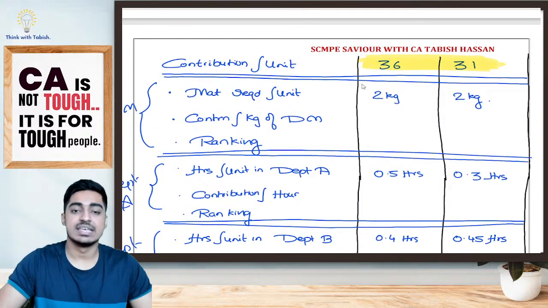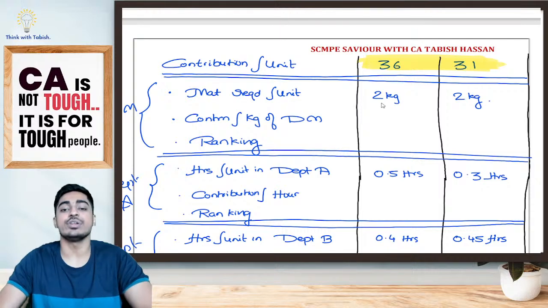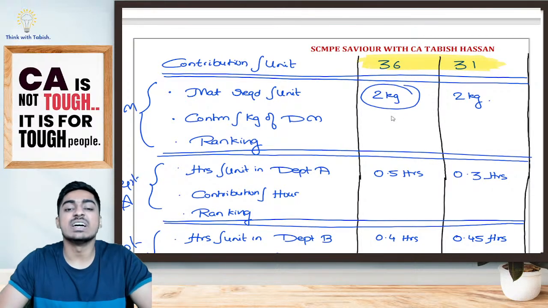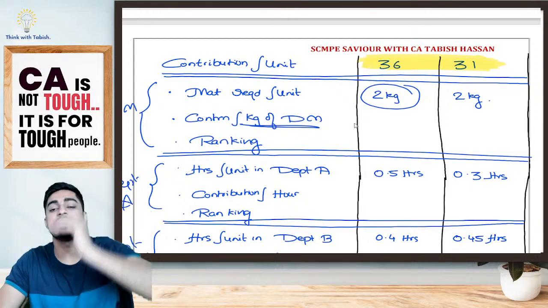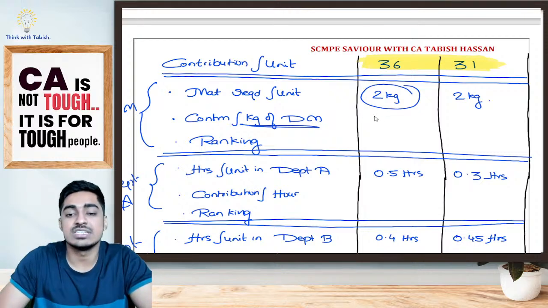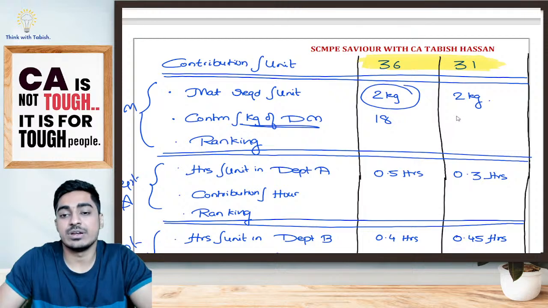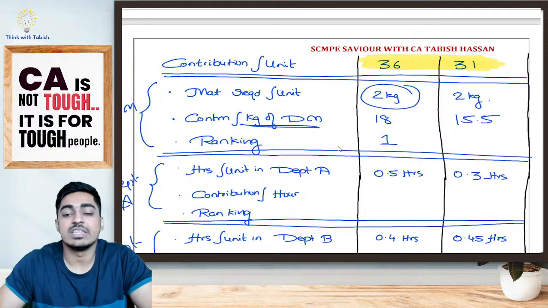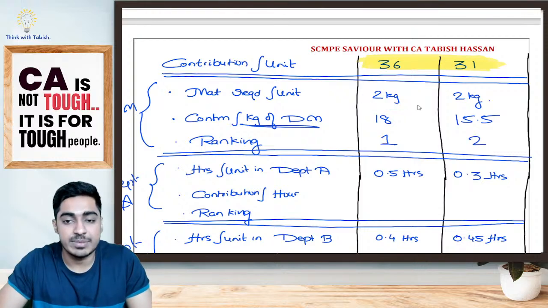Firstly, we are getting 36 rupees and 31 rupees respectively. To produce 1 unit of X, 2 kg of raw material is required. So per kg of raw material, how much contribution are we getting? Contribution per limiting factor is contribution per unit divided by limiting factor per unit. 36 divided by 2 is 18 rupees, and 31 divided by 2 is 15.5. So which is better, students? We'll give priority to X. Next, we'll produce Y. This is as per direct material.